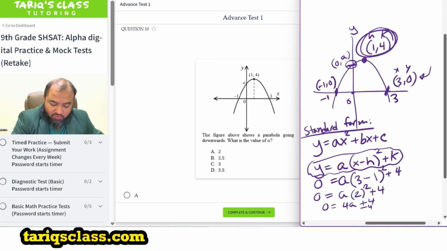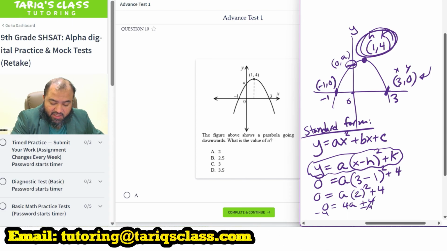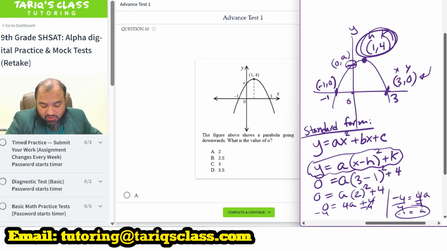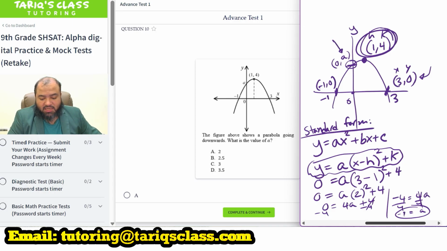We can minus 4 on both sides. At the end, we get -4 equal to 4a, and divide both sides by 4. So a is equal to -1. But by the way, this a is not the same a as this. That a is the y-intercept. To find that, we will have to plug it in. So a is -1. That a is this a on the vertex form.